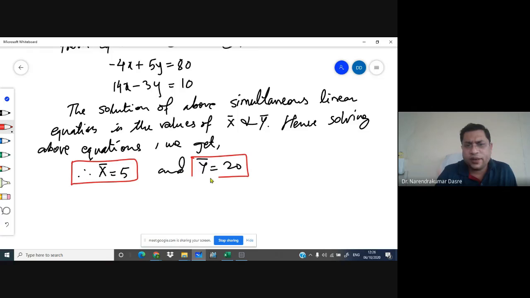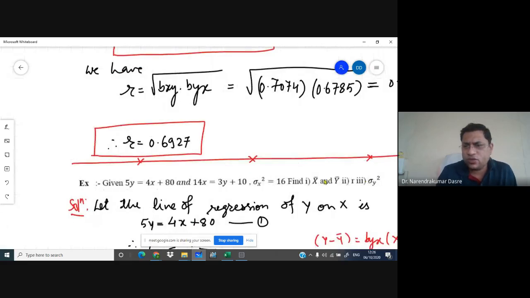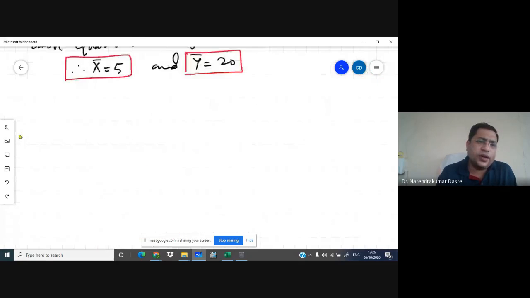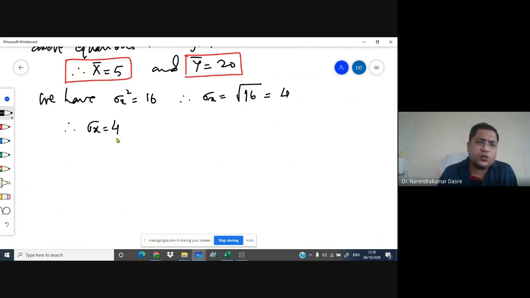Once you get x bar and y bar, what remains to find is sigma y square. We have calculated these; now we have to calculate this, and the given information is sigma x square is equal to 16. So sigma x is equal to the root of 16, always the positive root. So we got sigma x is equal to 4.